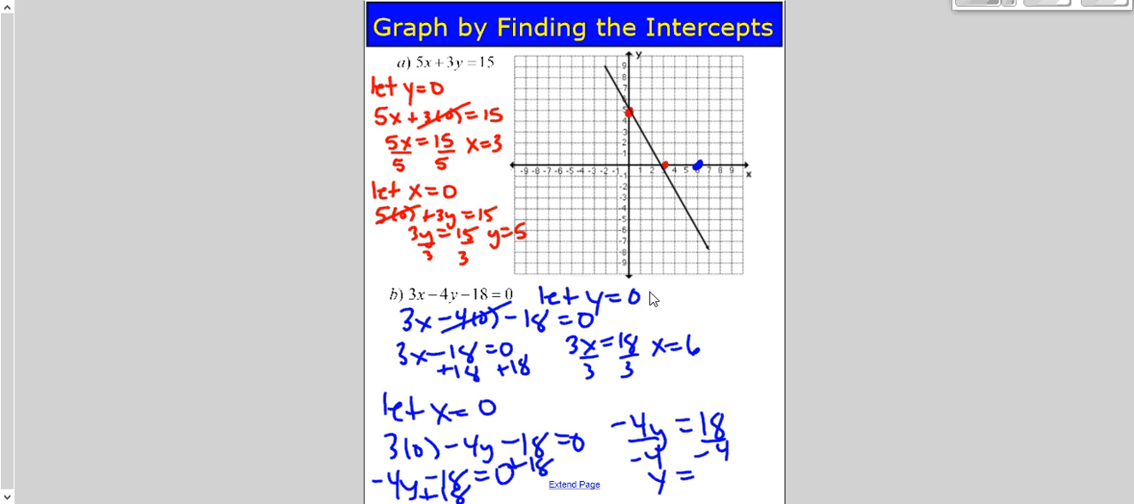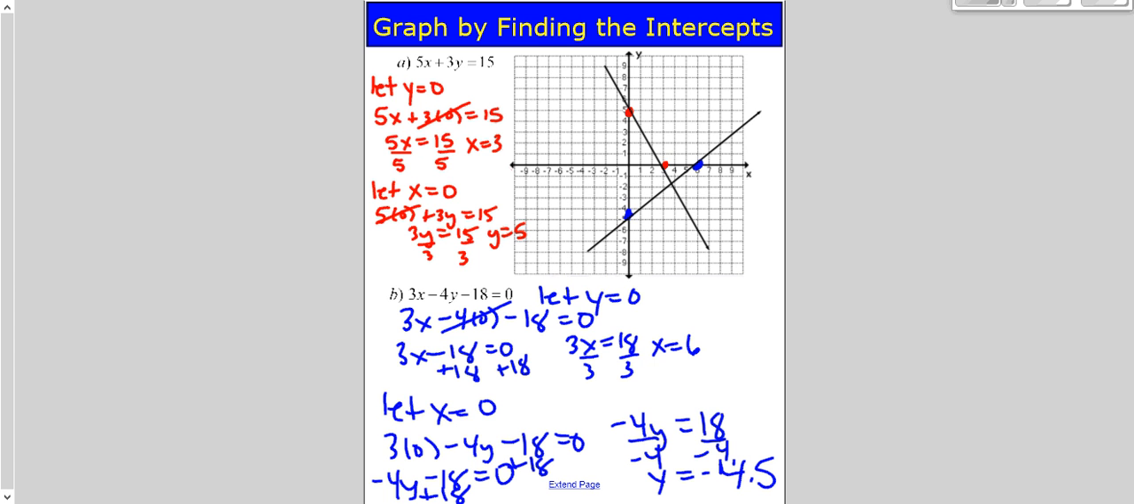Might be a little bit difficult to graph as a fraction, so I'm actually going to divide to get a decimal. That should help me. And that gives me negative 4.5. So negative 4.5 on my y is right about here. And then, now that I have both x and y intercepts, I can just draw a line that cuts through both points. Just like that.